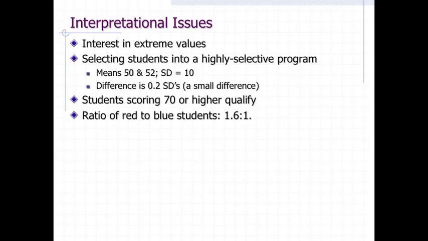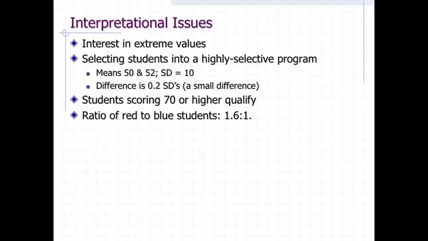It is important to realize that the importance of an effect depends on the context. For example, a small effect can make a big difference if only extreme observations are of interest. Consider a situation in which a test is used to select students for a highly selective program. Assume that there are two types of students, red and blue, and the mean for the red students is 52, and the mean for the blue students is 50. Both distributions are normal, and the standard deviation for each distribution is 10. The difference in means is therefore only 0.2 standard deviations and would generally be considered to be a small difference.